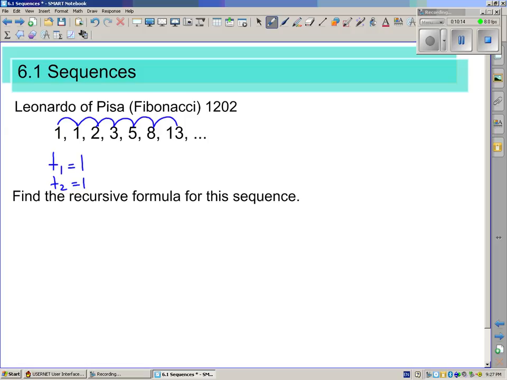So how do I get that? How would I get my third term? My third term says take my two previous terms and add them together. Right? 1 and 1, that gives me 2. That's my third term. Now let's go to the fourth term then. Fourth term is term number 3 add term number 2.